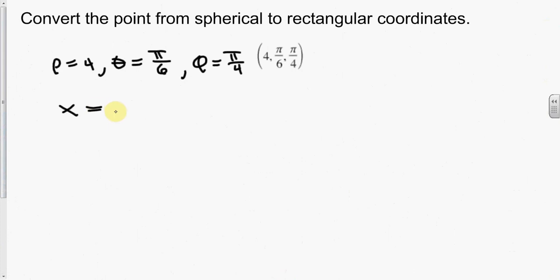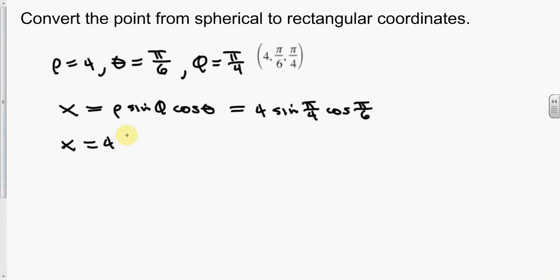Well, x, you remember, has the form rho sine phi cosine theta. And we have all 3 terms, so we can find that directly. So rho is 4, sine of pi over 4, cosine of pi over 6. So here x is equal to 4 times 1 over the square root of 2, and the cosine of pi over 6 is the square root of 3 over 2.